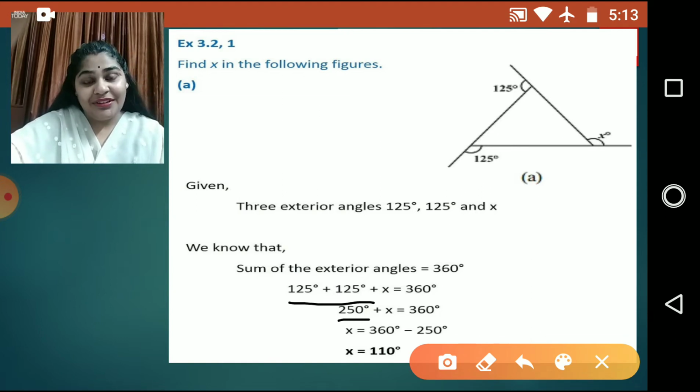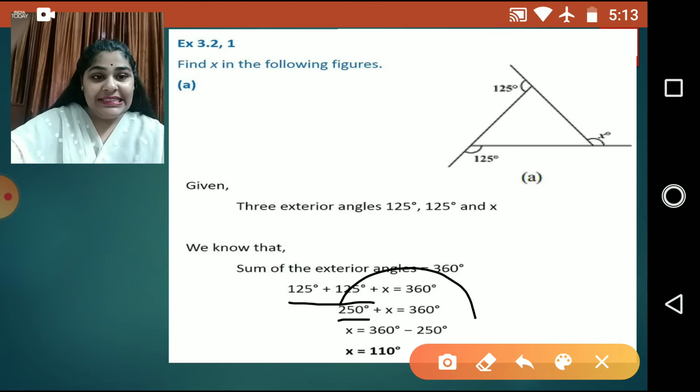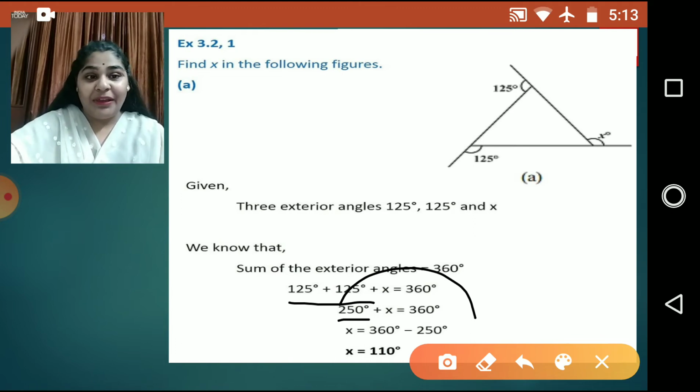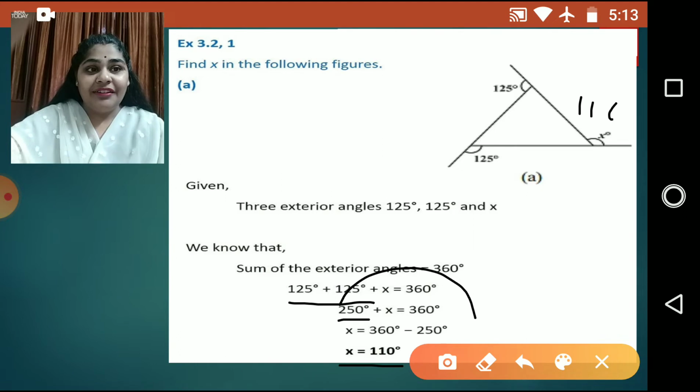In the last session, in the last chapter also, we studied how to find the unknown variable, right? How to find the solution. This 250, I'll transpose it to the other side. x is equal to 360 degrees minus 250 degrees, that is x is equal to 110 degrees. So here the value of x is 110 degrees.